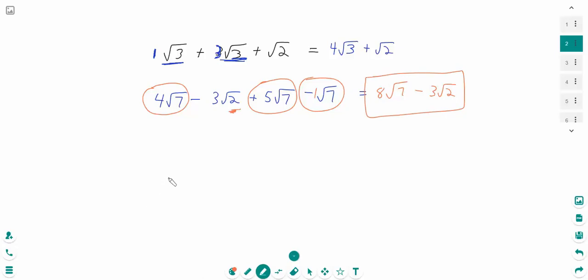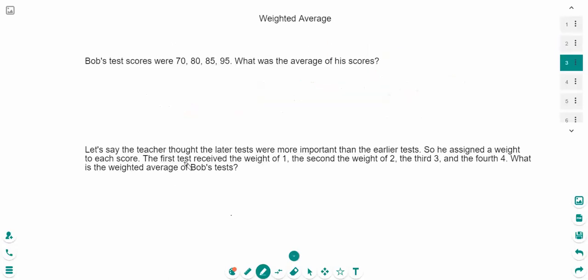All right, very, very simple, not difficult at all. So hopefully that makes sense. Let's move on and we'll talk about weighted average. All right, so we've talked about averages before. Now we're just adding one more component to it.